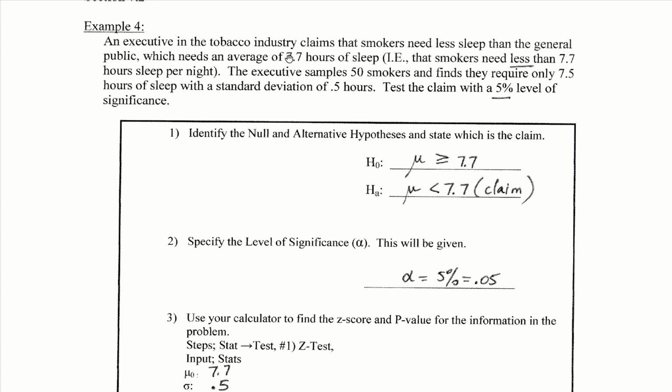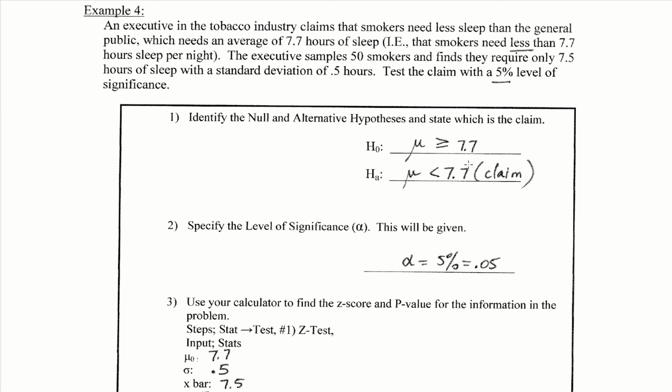In the problem, they're claiming that smokers need an average less than 7.7 hours of sleep per night. Mean less than, that's going to be an alternative hypothesis, which in this case is going to be the claim, because that's what was told to us. So that's the alternative. The null hypothesis will be the complement of that, which would be that the mean is greater than or equal to 7.7.